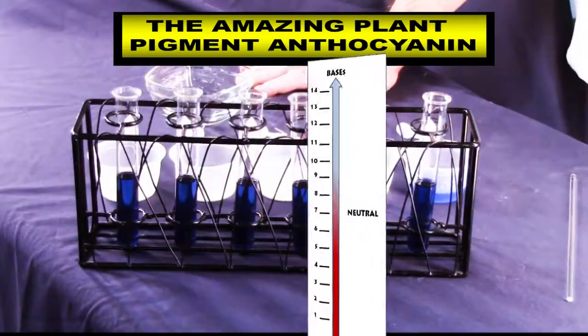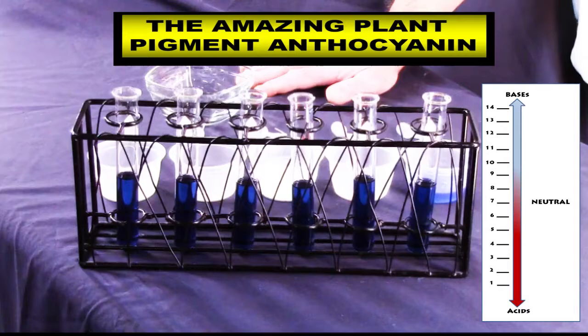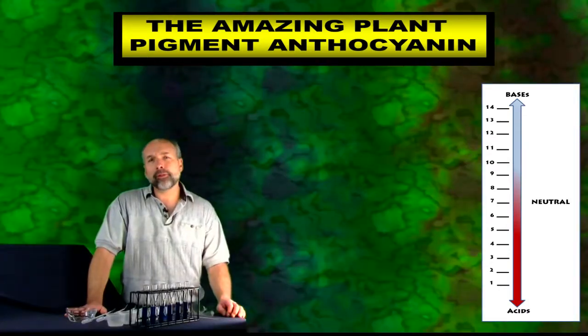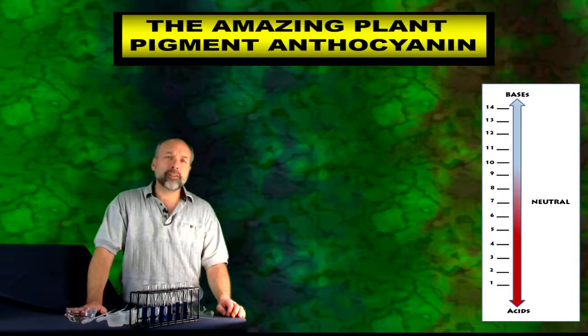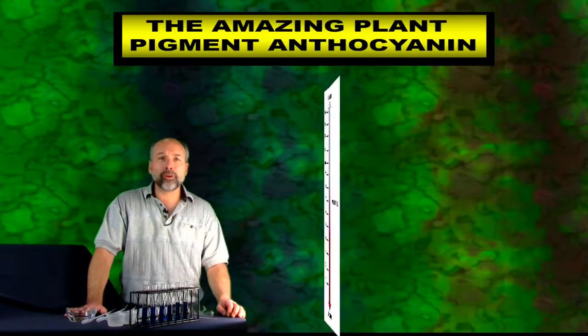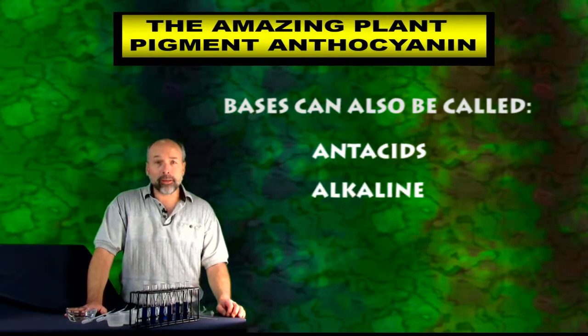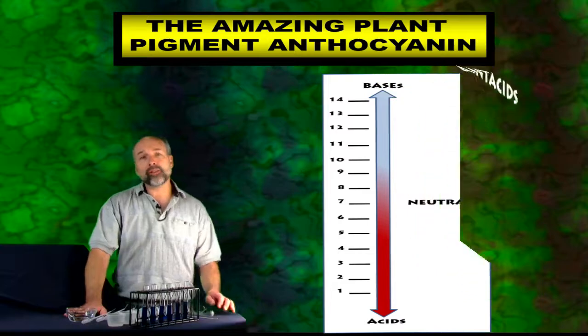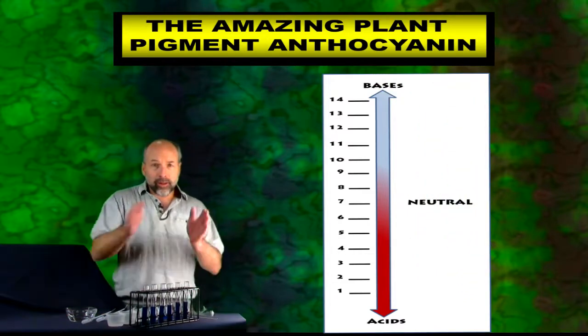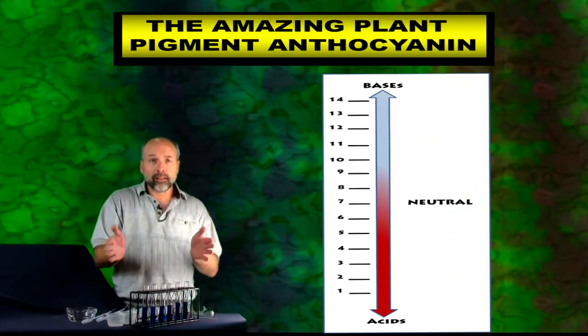Water is a substance that's neutral. It's got a pH of about 7. There are other chemicals out there that are not neutral. The ones that are less than 7, we call those acids. The ones that are greater than 7, we call those bases. They can also be called antacids or alkaline substances. So we've got this range, called the pH scale, and it goes from 1 to 14. Right in the middle is neutral, that's 7.